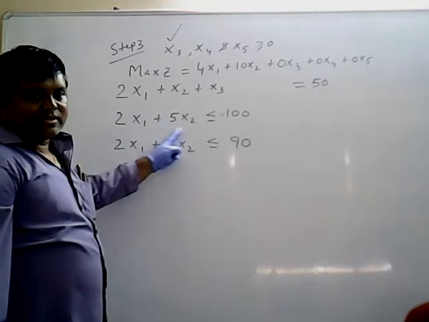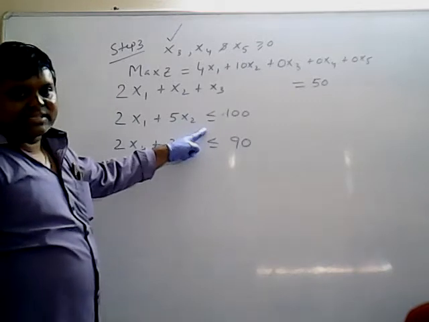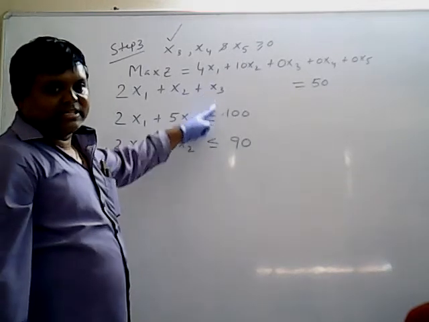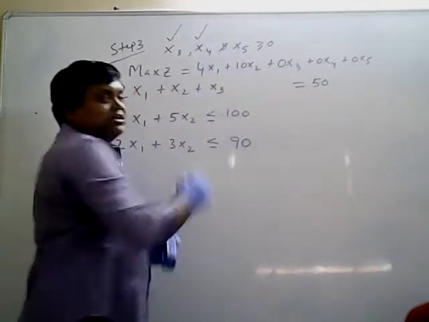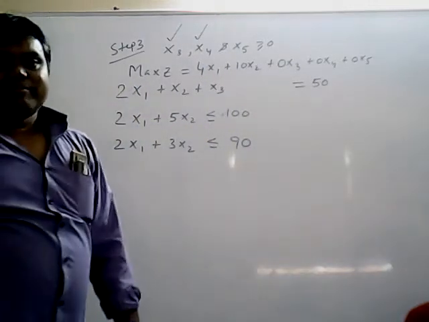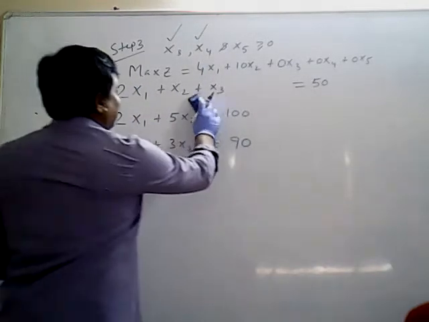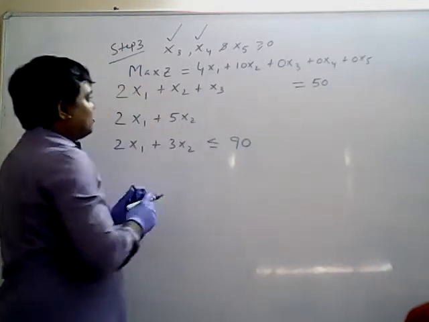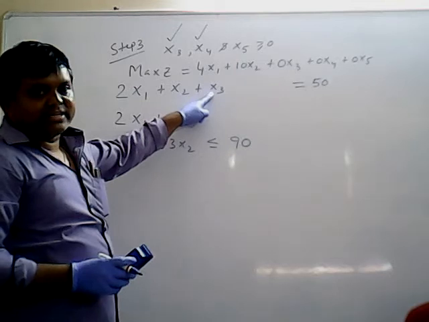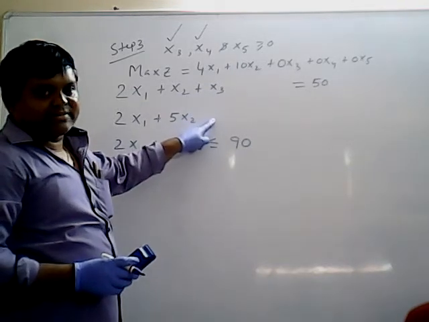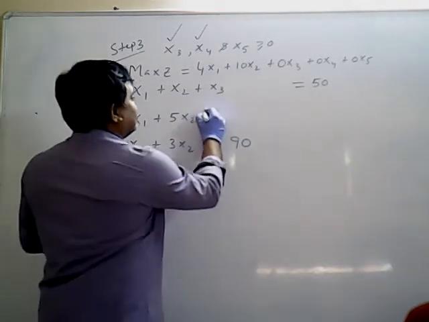Okay. Now second constraint. See the second constraint. Second constraint is also less than or equal to type. Less than or equal to means next slack variable is added. Already x3 is completed. What is the next slack variable? x4 is added so that inequality becomes equivalent. So you have to add x4 for the second constraint. x3 is already added, so what is x3 value here? 0.